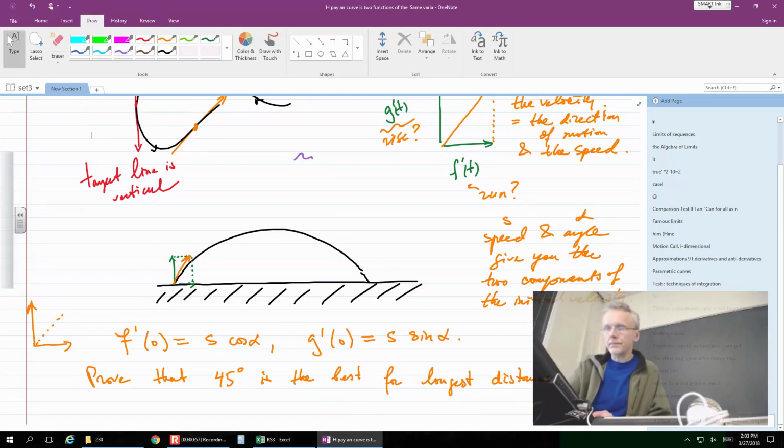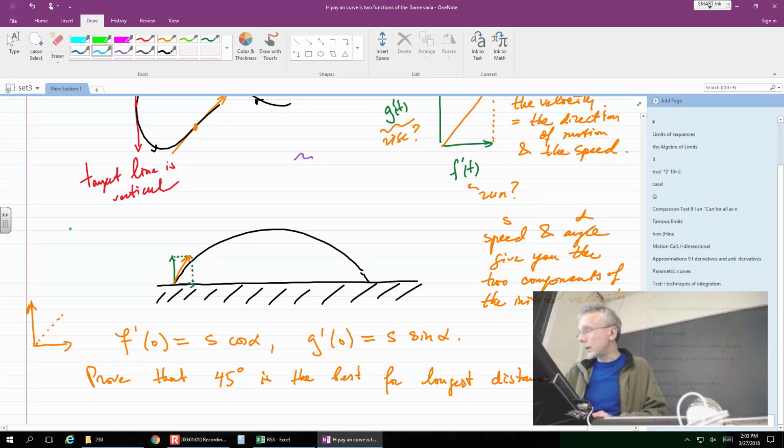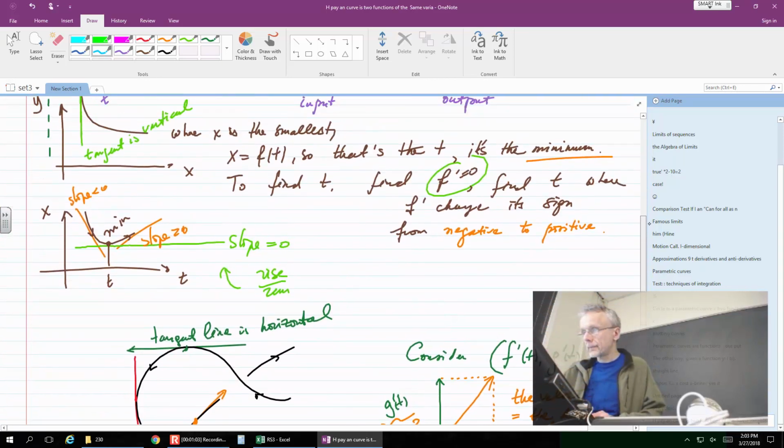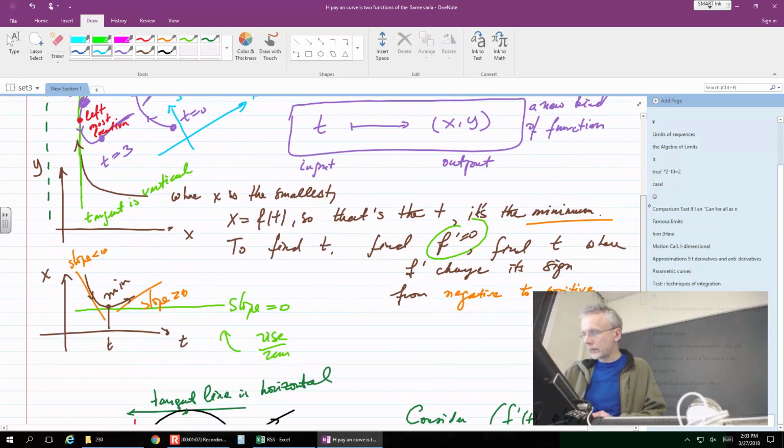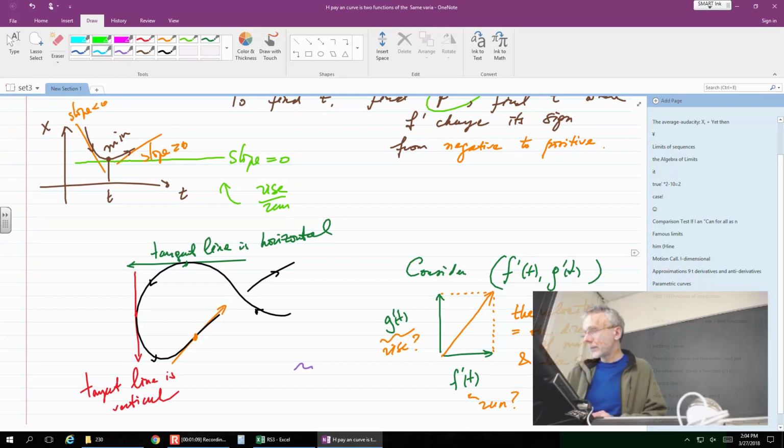Doing it again. Right here. Okay, so the velocity, where is my velocity? Here's my velocity. This is my velocity.